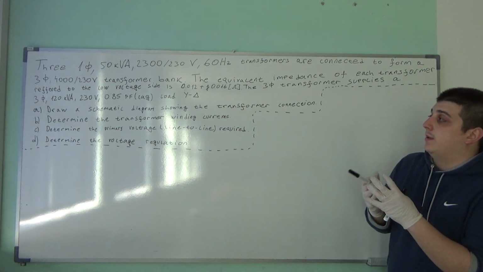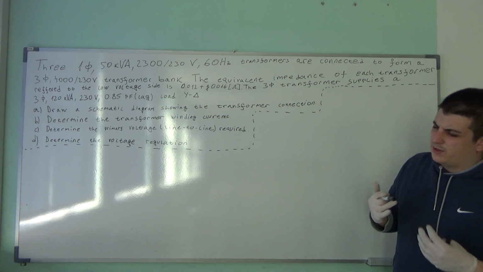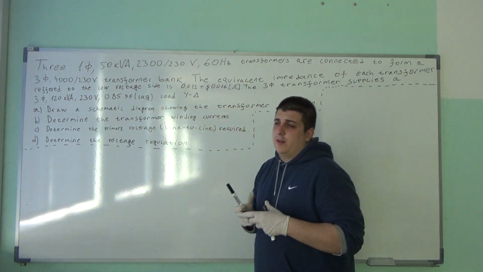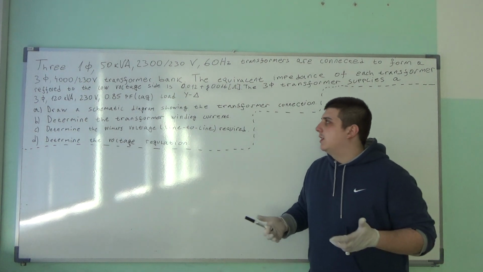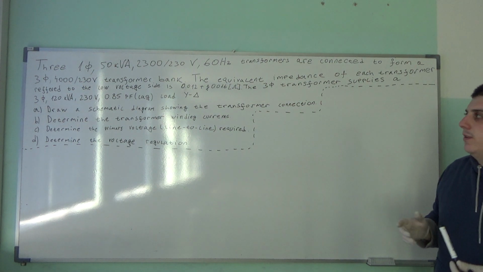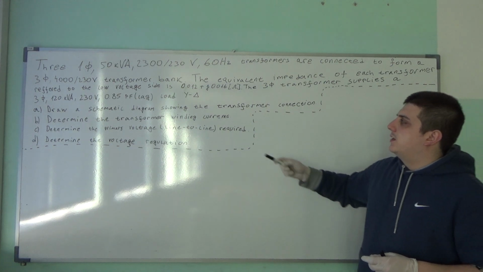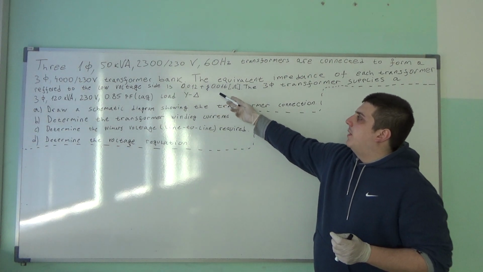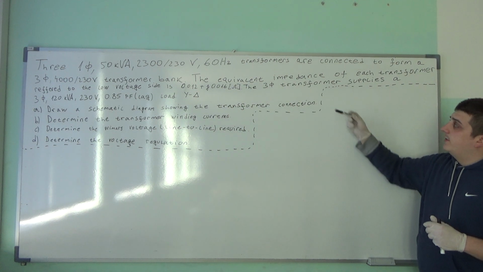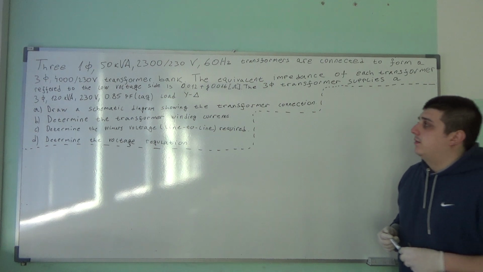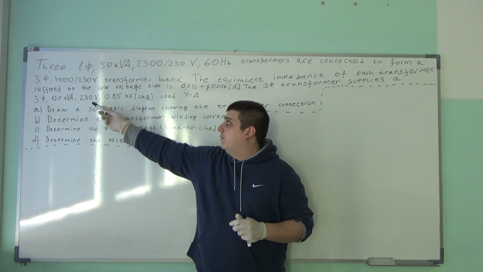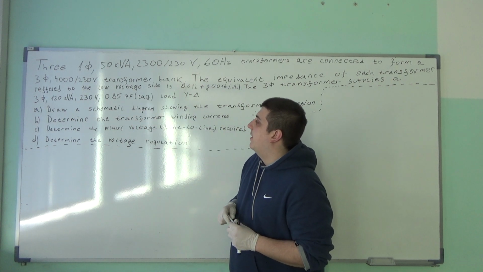We connect it in a three-phase so we can get this rated voltage for the given three-phase transformer. The equivalent impedance of each transformer, referred to the low voltage side, is 0.012 plus j0.016 ohms. The three-phase transformer supplies a three-phase 120 kilovolt ampere, 230 volts, 0.85 power factor lagging load.